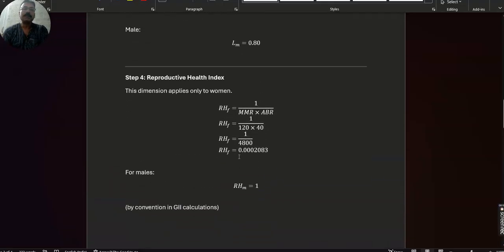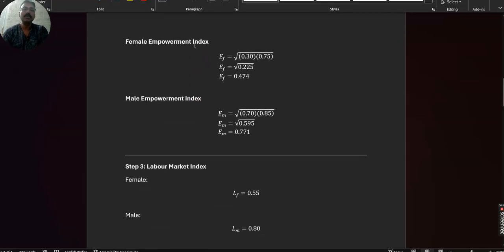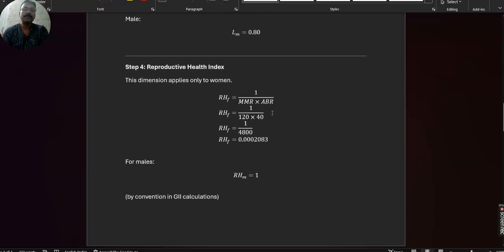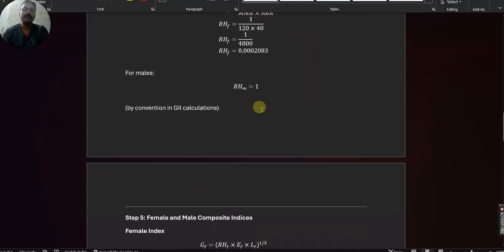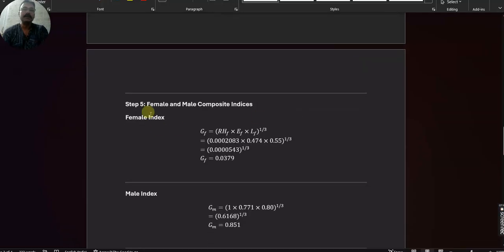So after the calculation of the empowerment index separately for female and male, we take the geometric mean of these two empowerment indices. We don't need to do anything for the labor market index because it is given in percentage. Now we have the reproductive health index for the female, 1 upon MMR into ABR, and for male it is taken as 1 for mathematical convenience.